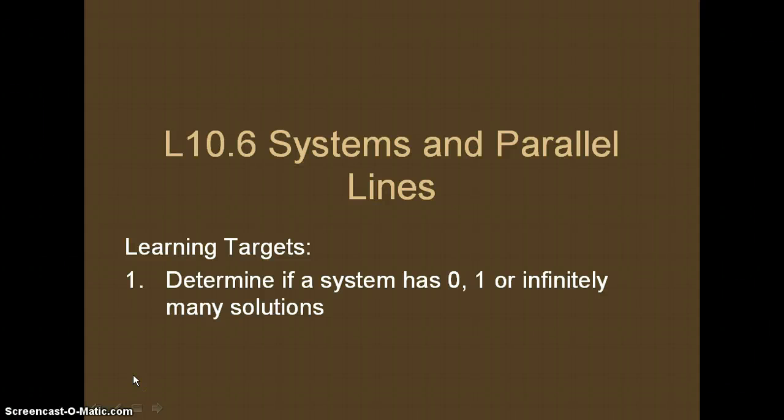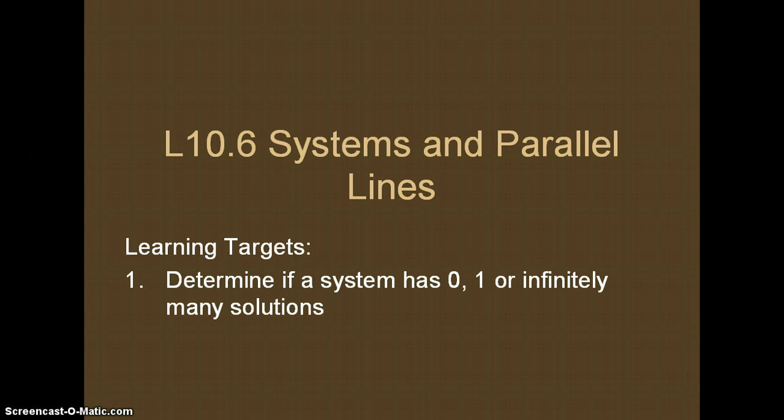Hey everyone, lesson 10.6 is all about systems of equations and parallel lines. Basically, what happens in a system of equations if we have parallel lines? Remember, those are lines that never intersect. Parallel lines actually help us to determine whether a system has 0, 1, or infinitely many solutions.